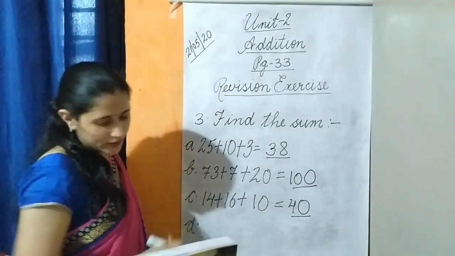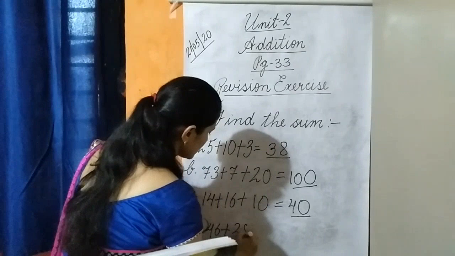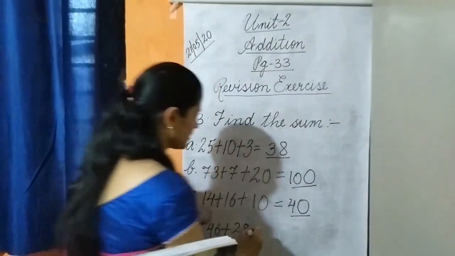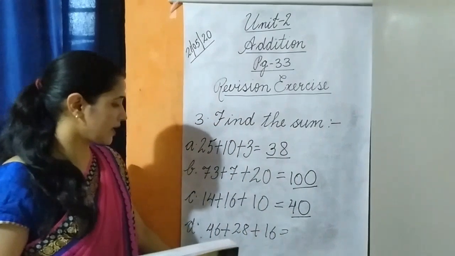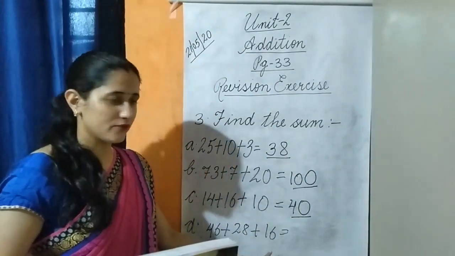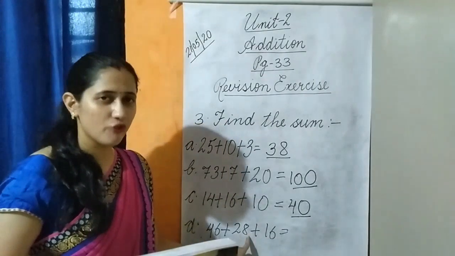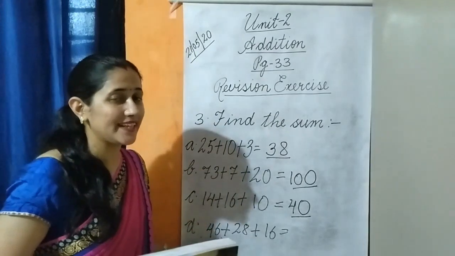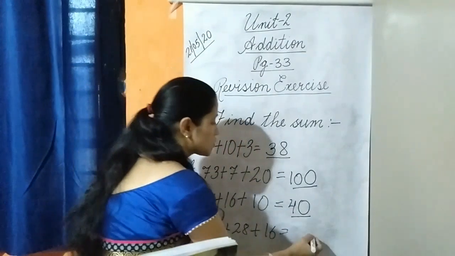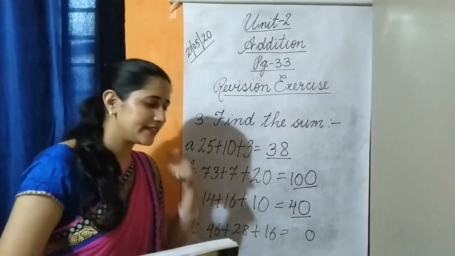D is 46 plus 28 plus 16. Now firstly we will add ones place. 6 plus 8, 14. Then 14 plus 6 is 20. 20. So ones place we are writing here, and 2 we will add at tens place.